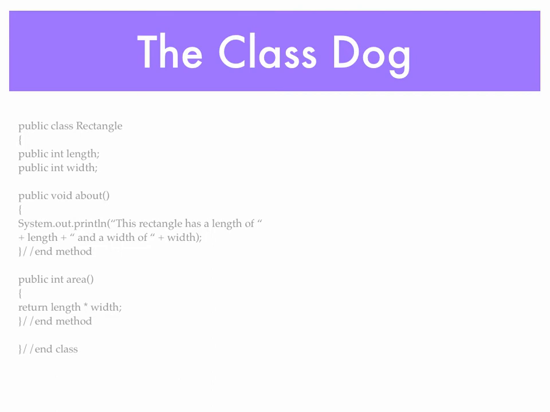Then we have the method area, and it returns back what is produced when I multiply the length of the instance that called this method times the width of the instance that called this method. So let's see how we call these two methods. So here's our class Rectangle. Two instance variables, both public, both ints. A method about that prints out a string, and then the method area that returns back a value.